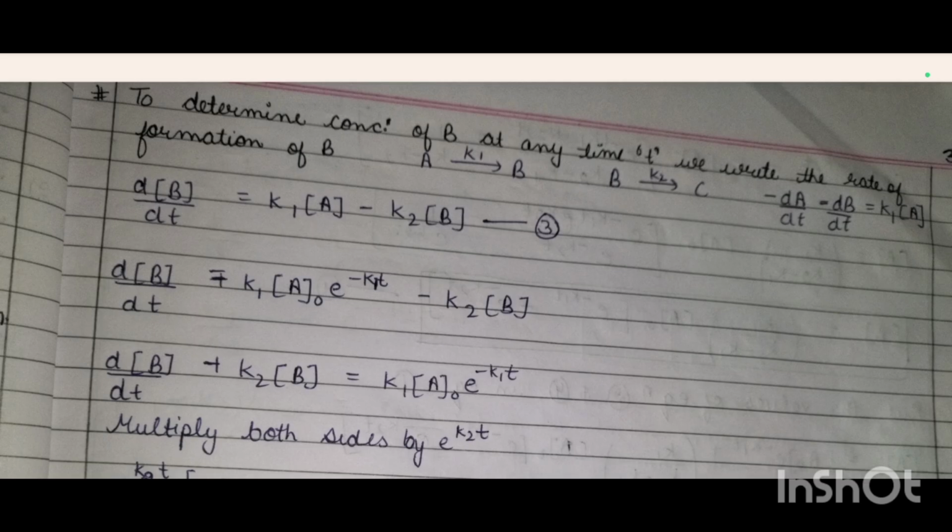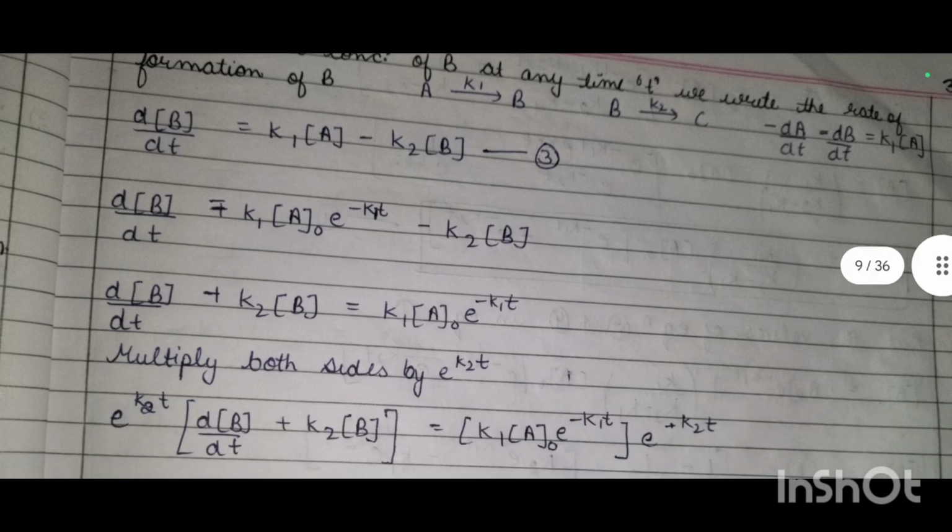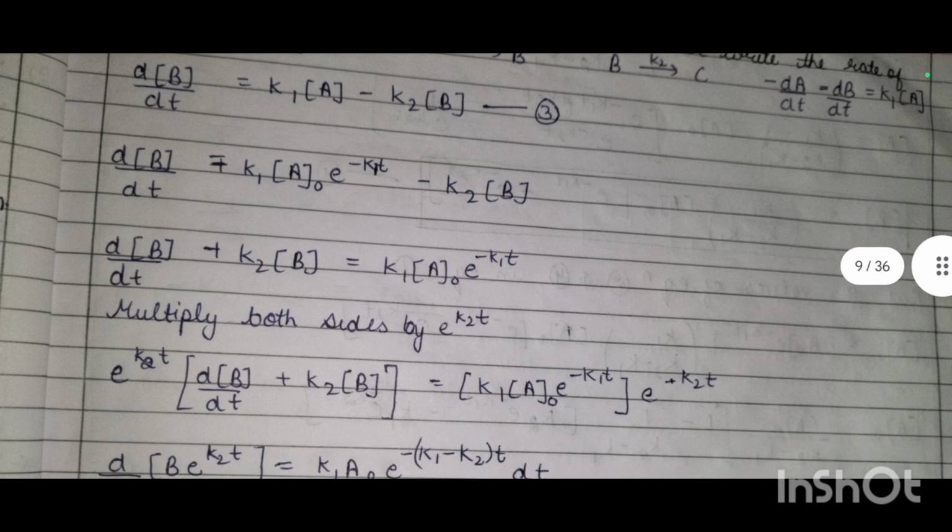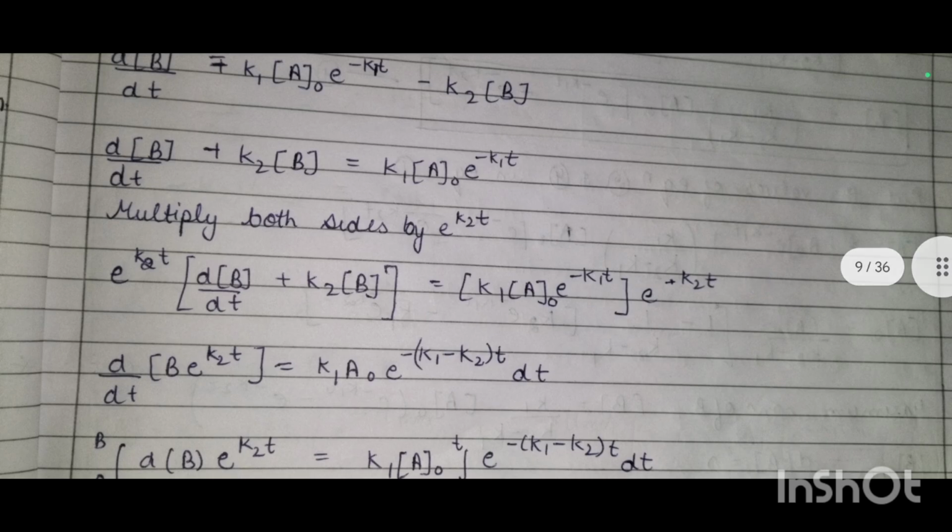dB/dt = k1 A − k2 B. Substituting A = A0 e^(−k1 t), dB/dt = k1 A0 e^(−k1 t) − k2 B. Rearranging, dB/dt + k2 B = k1 A0 e^(−k1 t). Multiply both sides by e^(k2 t).